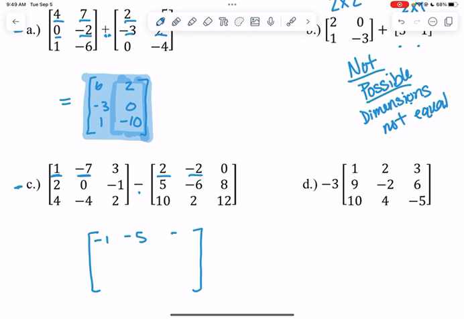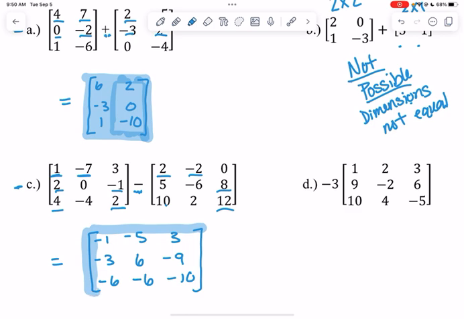3 minus 0. And then your second row, 2 minus 5, negative 3. 0 minus negative 6 becomes positive 6. Negative 1 minus 8 makes more negatives, negative 9. 4 minus 10. Negative 4 minus 2 makes more negatives, negative 6. 2 minus 12. Negative 10. So again, just going from however many matrices you start with down to 1 when you guys are asked to simplify there. So that's pretty straightforward.